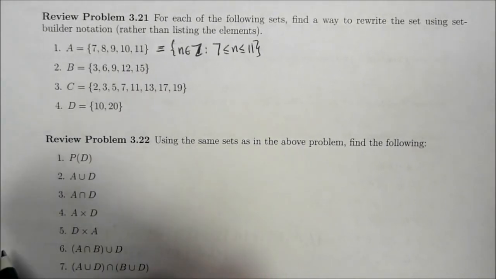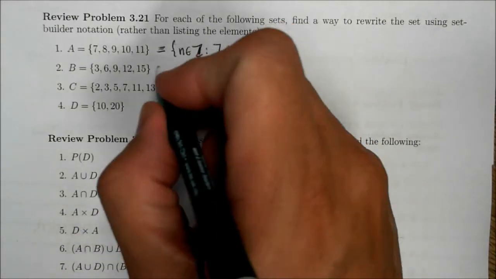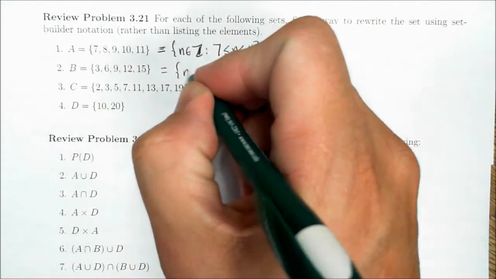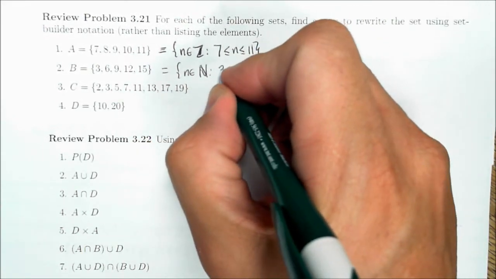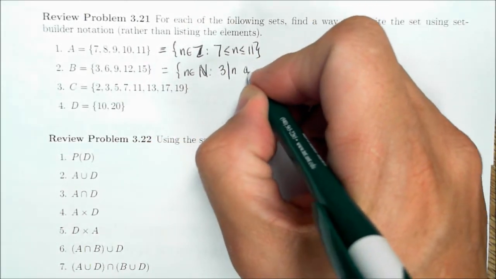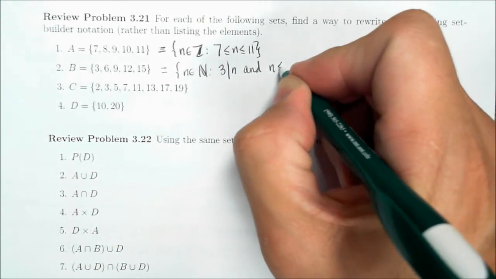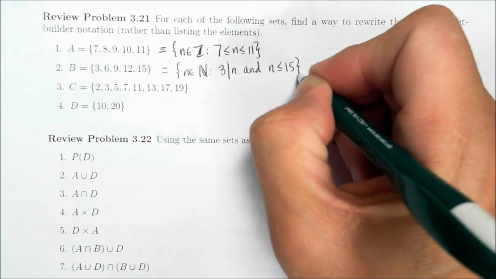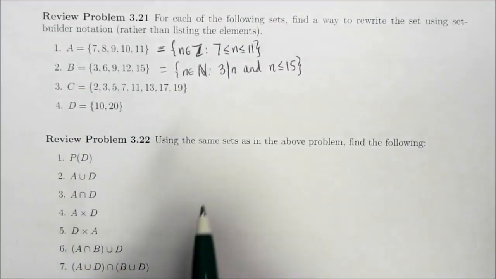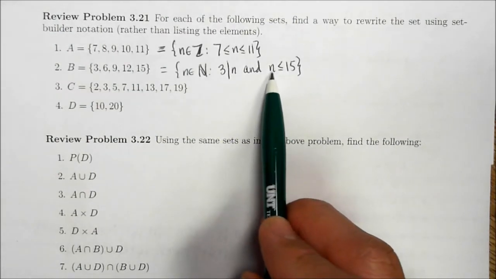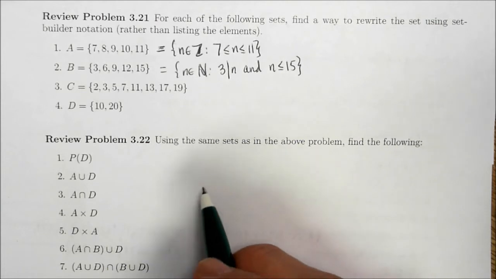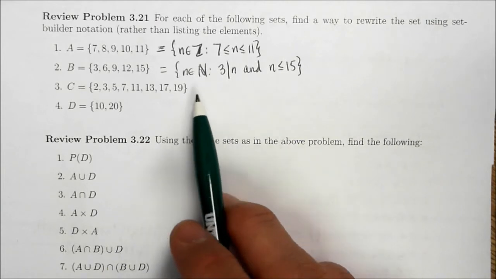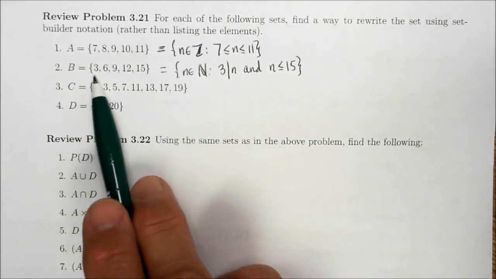Next we have multiples of 3 up to 15. And so here I have natural numbers, positive numbers, such that 3 divides n, and also n has to be less than or equal to 15. So that's the way that I would do this. You could also have n less than 16 or n less than 17. That would also work. I'm not sure why you'd want to do that, but it certainly would produce the same set B.